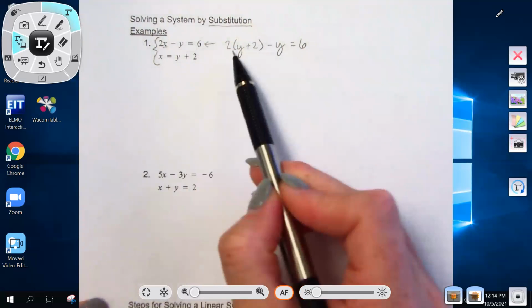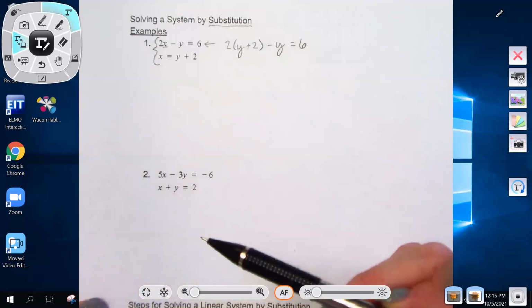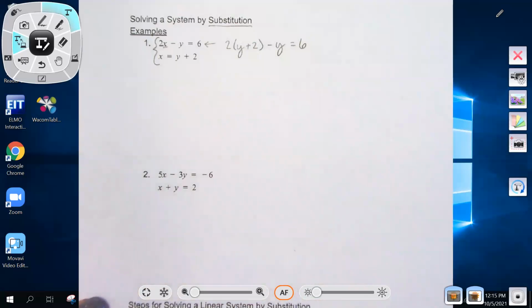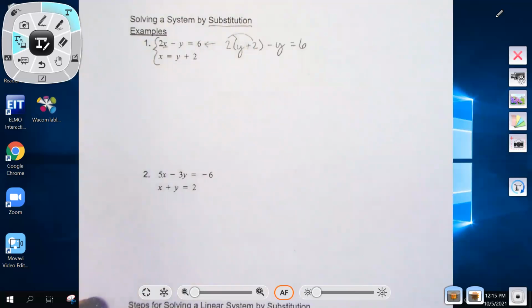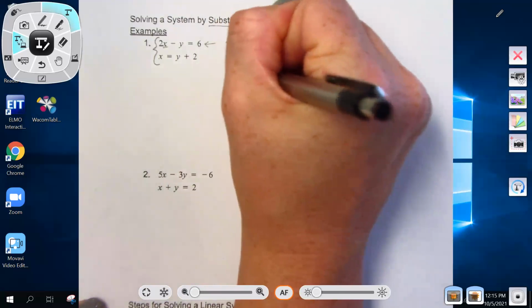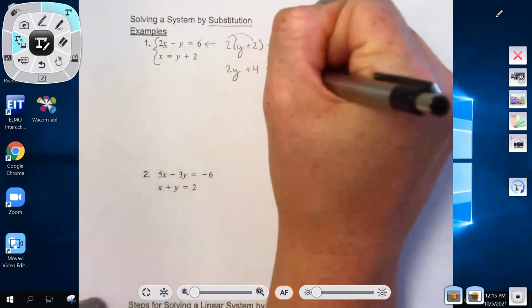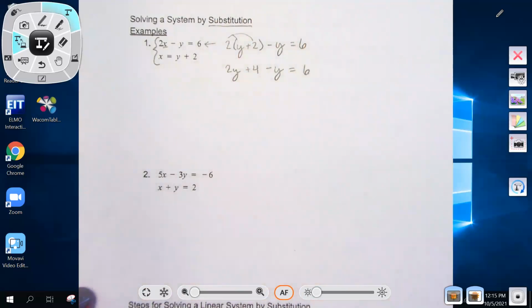Now we have an equation that only has one variable, so we can solve and get a value for that variable. So distribute the 2 to get rid of those parentheses. We get 2y plus 4 minus y equals 6.